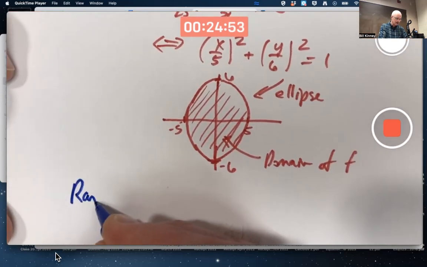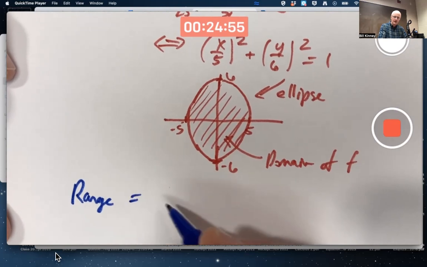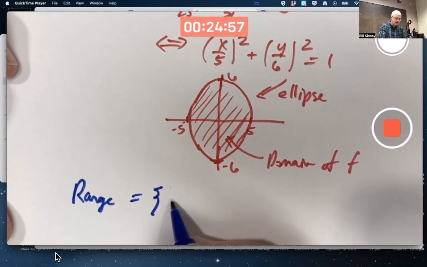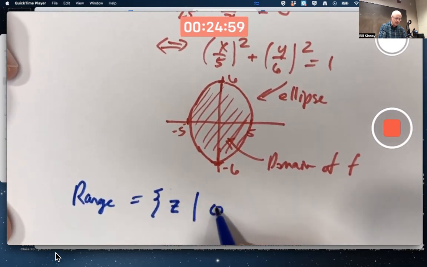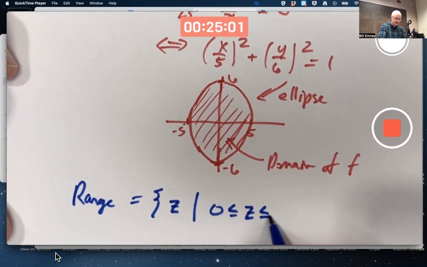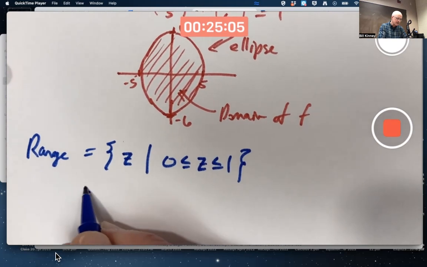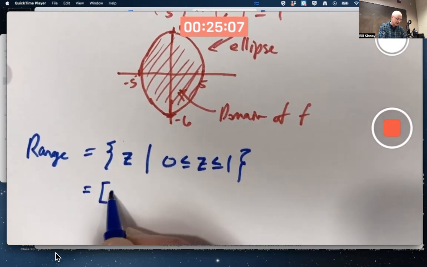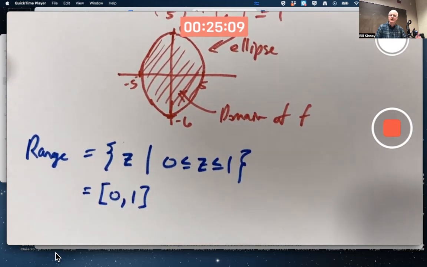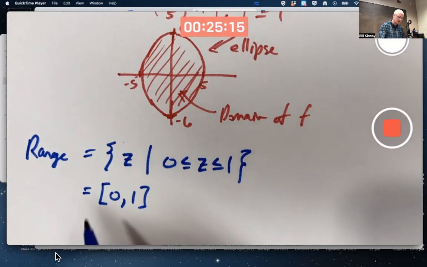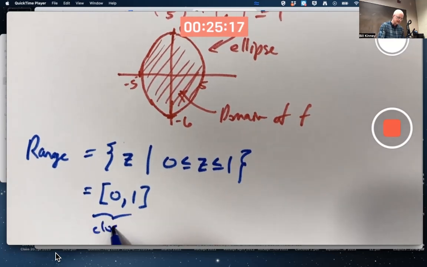The range is all z values between 0 and 1. You could write that with set builder notation like this. More commonly, you'll see it written in interval notation like this. The closed interval from 0 to 1 is what that notation means, including the endpoints.